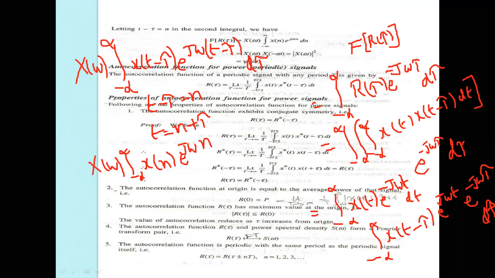I am taking dn here, but with a minus, because there is a minus tau. When I change this, d tau is equal to minus dn, since t is a constant. So it changes to x of minus omega. Why does the omega become minus? The minus comes with respect to x of omega, which is the integral from minus infinity to infinity of x of n e power j omega n dn, with a minus here, students.